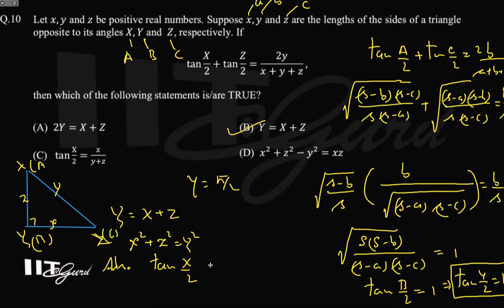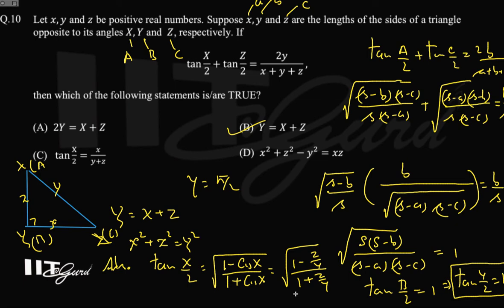So tan x by 2, that is you can say under root 1 minus cos x upon 1 plus cos x. Yes, you can apply the formula, that is the half argument formula we are using over here. So under root, 1 minus z by y upon 1 plus z by y. And after solving this part, you will get y minus z upon y plus z, y cancels.